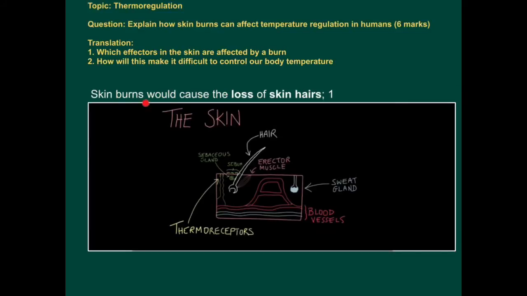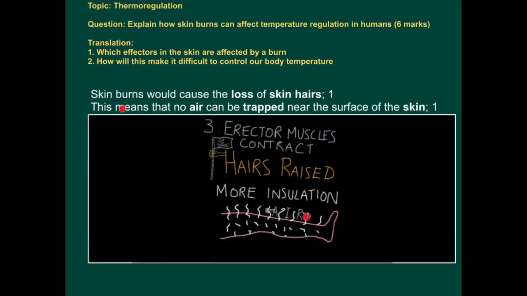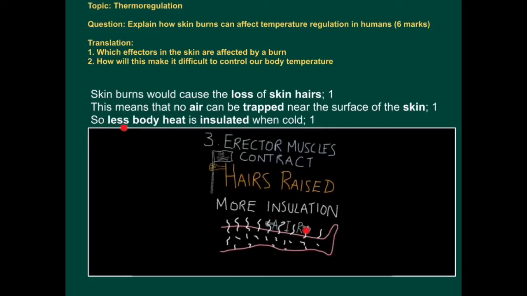So firstly, skin burns would cause the loss of skin hairs, 1 mark. This means that no air can be trapped near the surface of the skin, so normally these hairs trap air over here. So, as a result, less body heat is insulated when cold. We can't trap air near our skin to keep that body heat within our body.